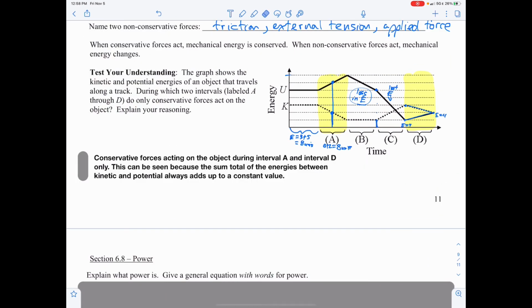Okay, let's go ahead and summarize. Conservative forces act on the object during interval A and interval D only. This can be seen because the sum total of energies between kinetic and potential always adds up to a constant value. Or you can look at it this way. The increase in one energy is completely balanced exactly by the decrease, the same amount of decrease, with the other energy.